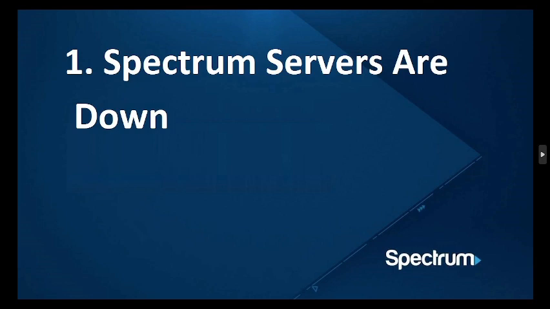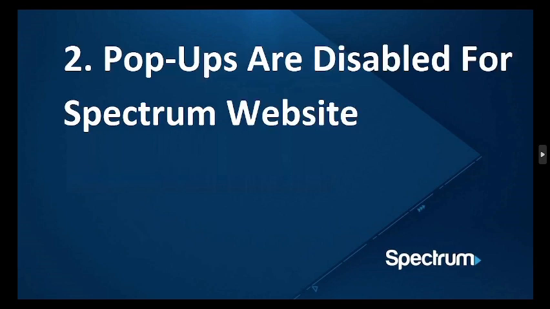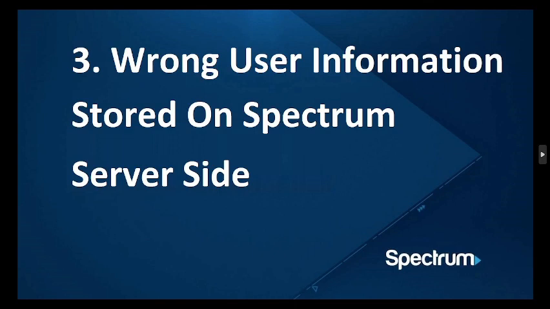The first reason for this error message is that Spectrum servers are down. So they may be down, and that's why users are getting this error message. If the pop-ups from the Spectrum website are disabled in the web browser, then this error message may come. If any user's information like username, password or anything else is wrongly entered or corrupted on the Spectrum server, then this error message can come.